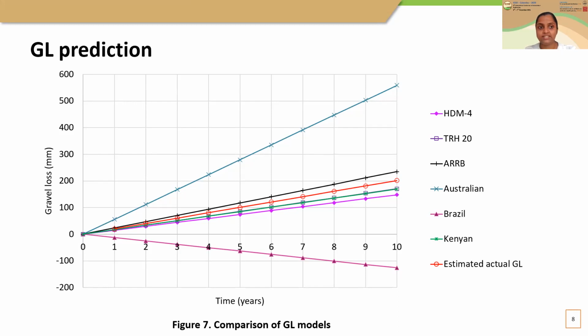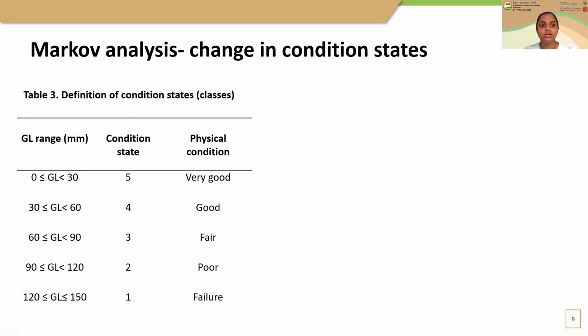So based on these gravel loss values, we can define 5 condition states. If the gravel loss value is less than 30 millimeters, we can assign it to condition 5 and the physical condition will be very good. Likewise, there are 5 conditions as 5, 4, 3, 2, 1, where condition 1 is the failure condition, and it is normally when the gravel loss is between 120 millimeters and 150 millimeters.